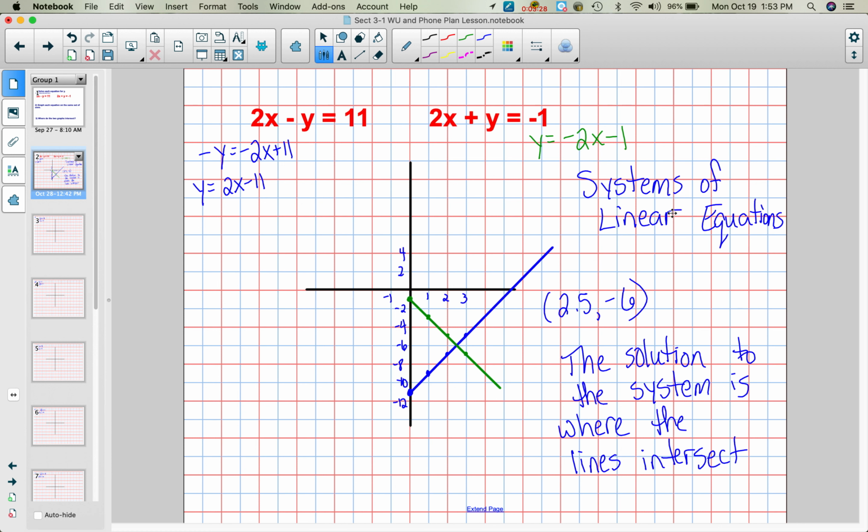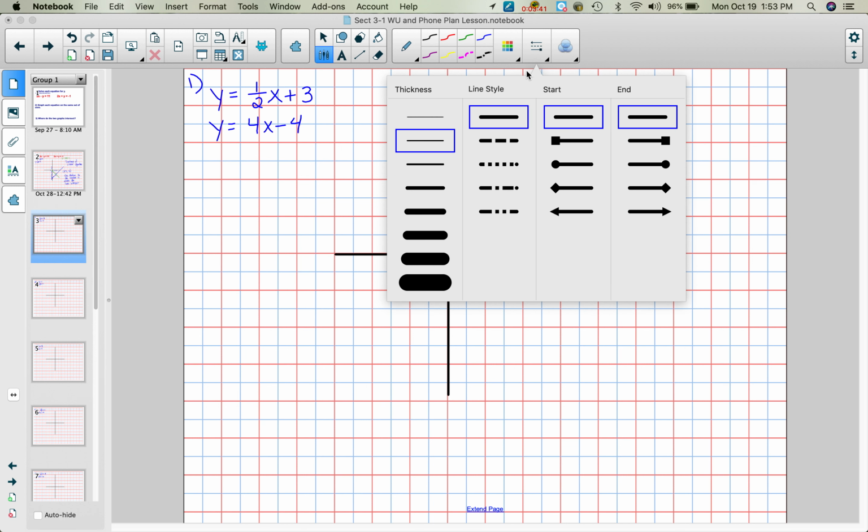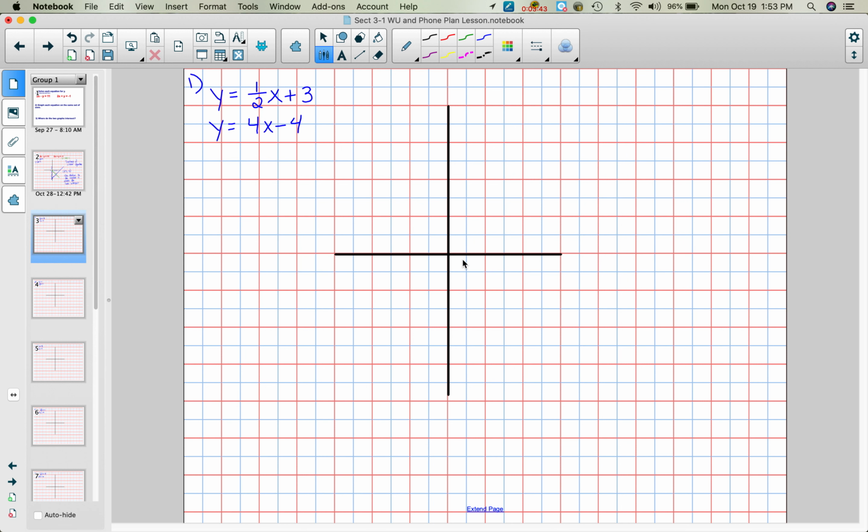Okay, so again, in this section, we're looking at systems of linear equations. So on your worksheet that you did for homework, let's go through these graphs. So we have y equals 1/2 x plus 3. So you should plot the y-intercept. We're going to go up 1 and over 2. Hopefully you guys are getting to be experts at graphing linear functions. And so we can graph this.